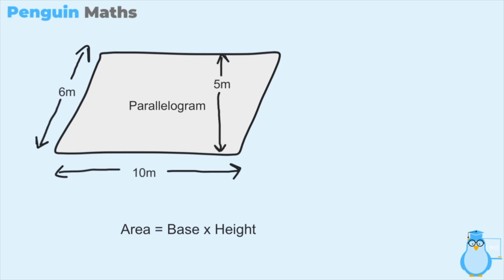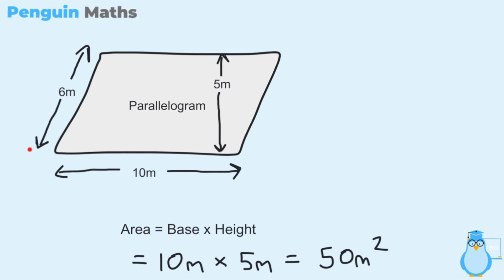Okay, so here we have an example where the base is 10 meters, the length of this side is 6 meters, and the height is 5 meters. So how do we calculate this? Well, we can say that the area is equal to the base, which is 10 meters, times by the height, which is 5 meters, and what that equals is 10 times 5, which is 50 meters squared.